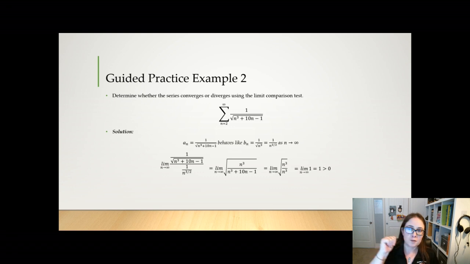Okay, so where we're at, we came up with our comparison series. We did the infinite limit of the ratio of them. The next step is I need to actually prove whether Bn converges or diverges. And whatever it does, my original series will do as well. So it turns out, well, that is a p-series where p is 3 halves, and that's greater than 1, which means that the series converges.